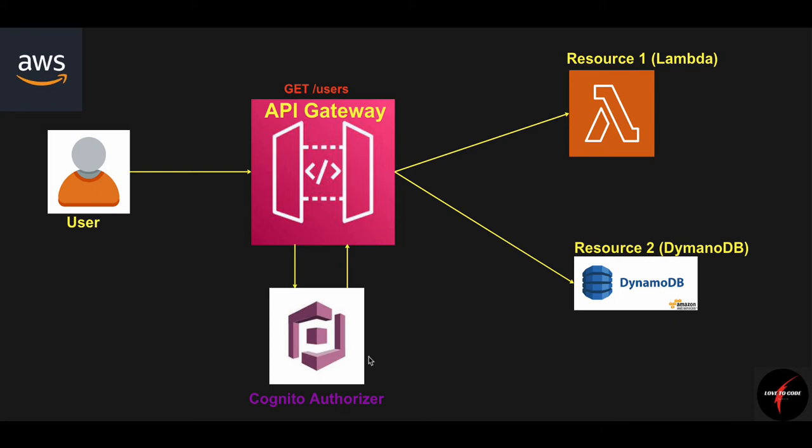What does an authorizer actually do? With the authorizer, when the user is trying to access API gateway, the request is validated by the authorizer. If the user has the necessary permission, then the user is able to access these resources. In this case, it could be a DynamoDB table or the Lambda. If the user doesn't have the necessary permission, the request is terminated. The user will get a 403 status response code.